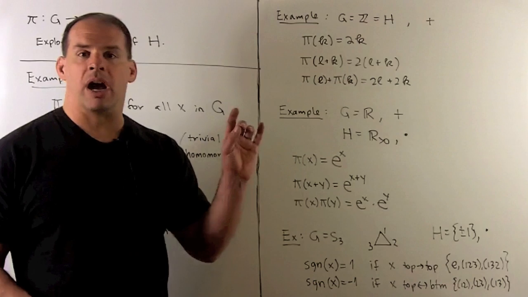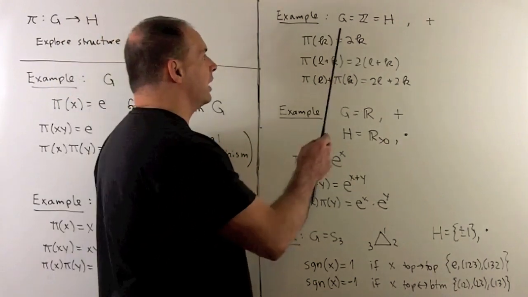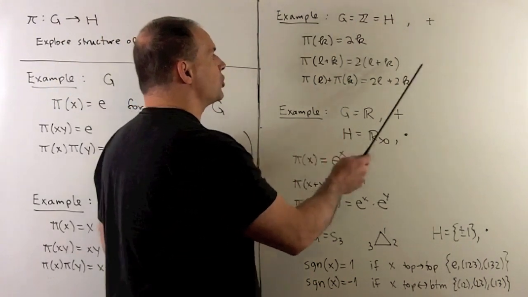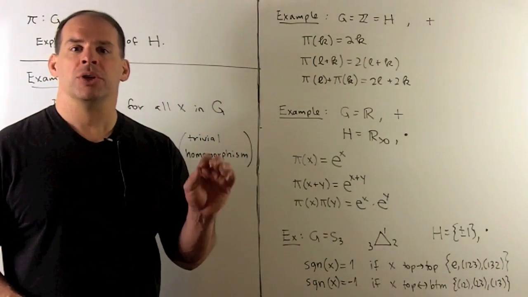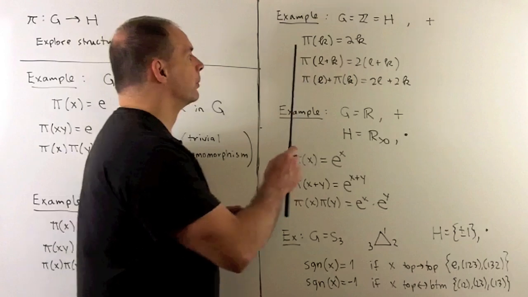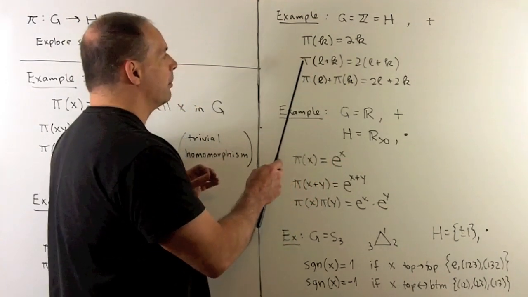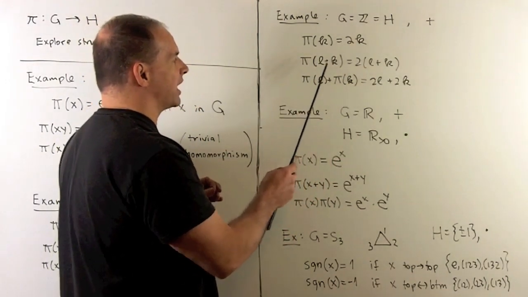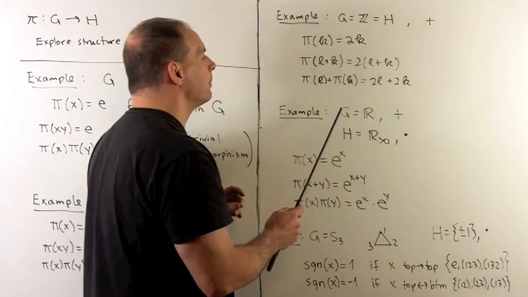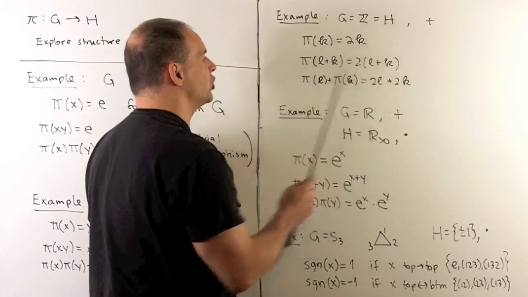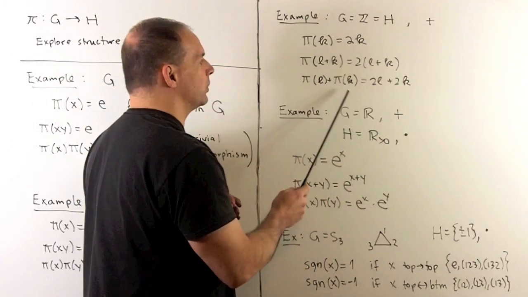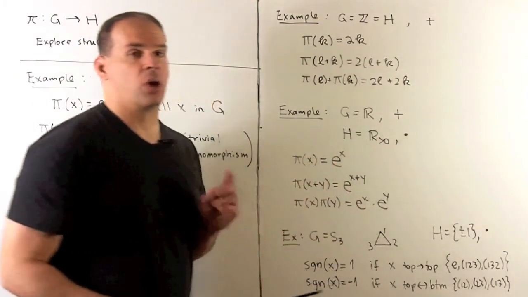For something a little bit more concrete, I could take our G and our H equal to the integers under addition. We'll take the homomorphism that sends each integer to 2 times the integer. If we apply pi to the sum L plus K, we get 2(L plus K). If we do it separately and add, here we're using addition for multiplication, we're going to have 2L plus 2K, and these are equal. So it's a homomorphism.